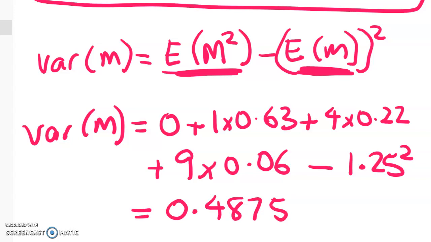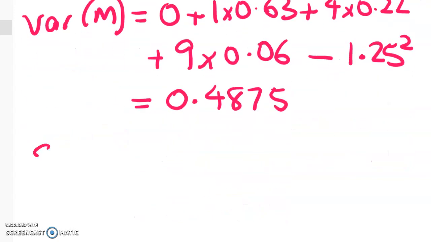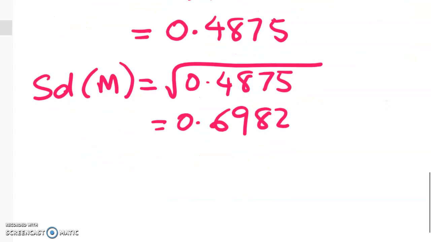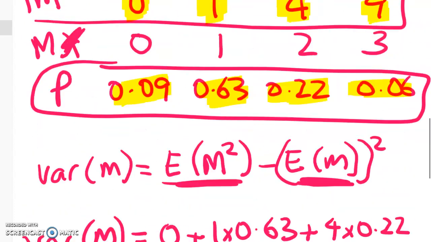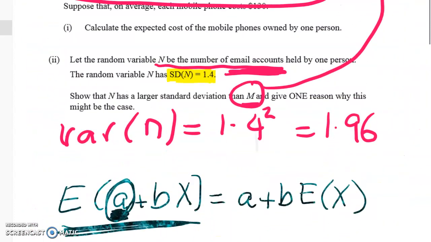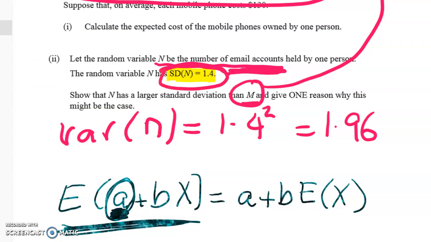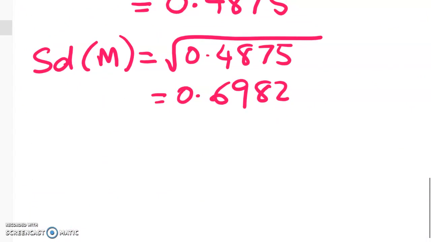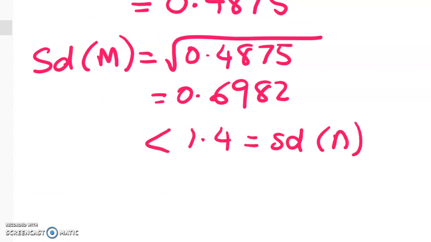So throw all that in your calculator and you should get 0.4875. But remember, the question's asking us to compare the standard deviations. So to go back to the standard deviation, I take the square root of that number. And that works out to be 0.6982. And we're comparing that to the standard deviation of the number of email accounts, which is 1.4. So what do I have to say now? Well, I have to say that's less than 1.4, which is the standard deviation of N. And I have to give a reason why that might be.